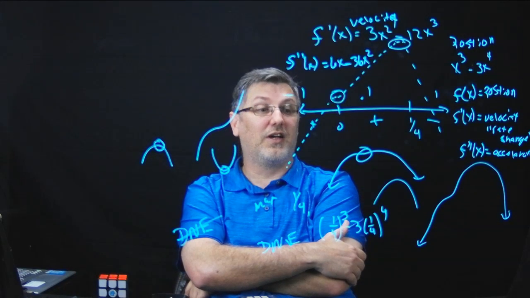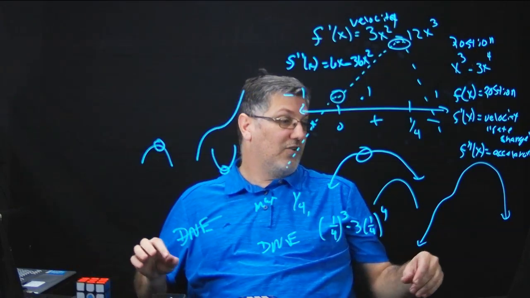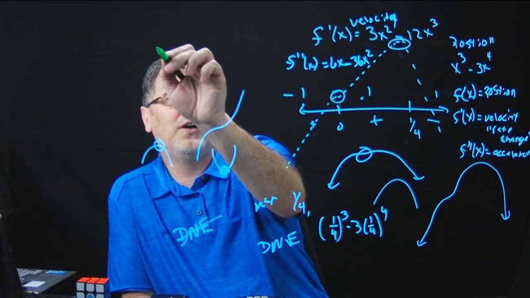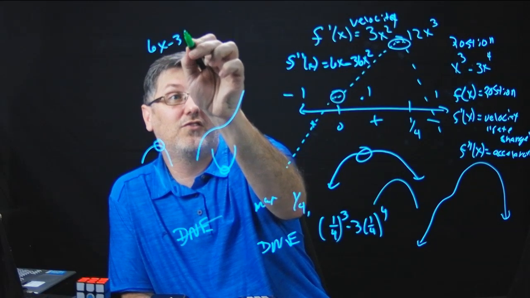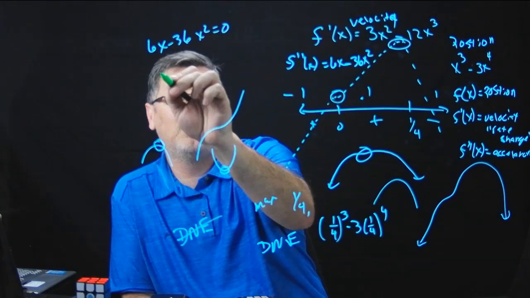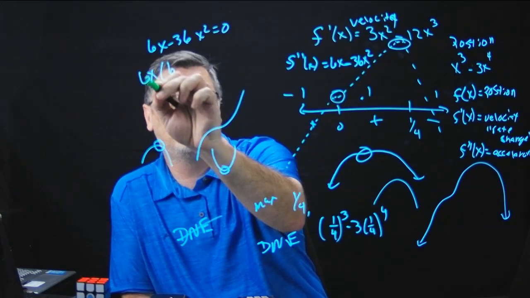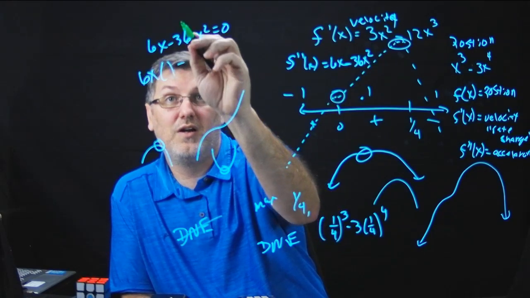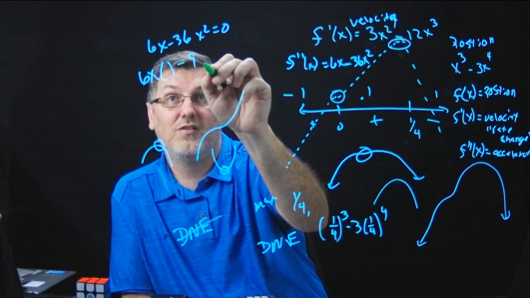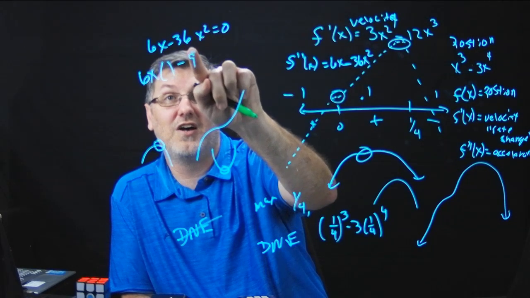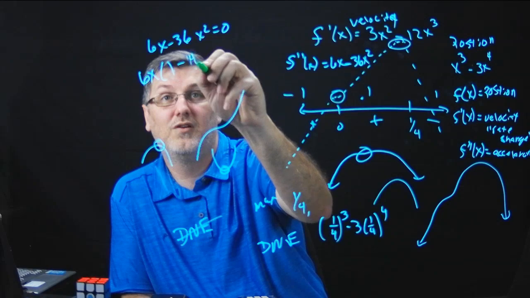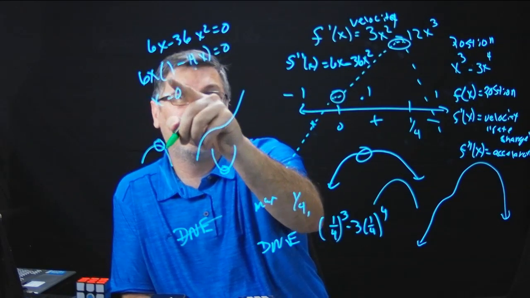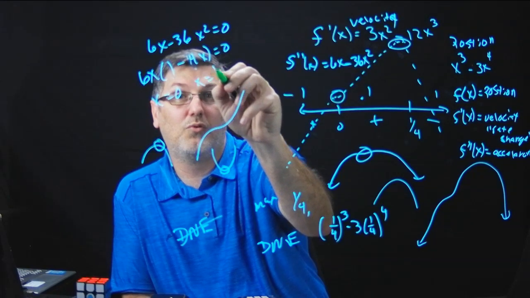Would there be 2 concave downs? I don't remember the second derivative test off the top of my head. But we have 6x minus 36x squared equals 0. We've got x, and this is 6. Well, let's do 6x, and this becomes 1 minus 9. 9 times 6 is not 36. That's 4. And then you've got x equals 0, and then this is going to be x equals 1/4.